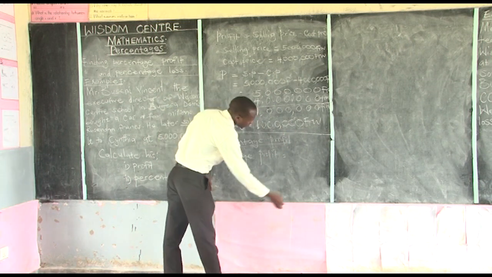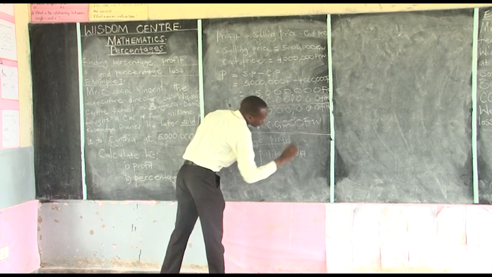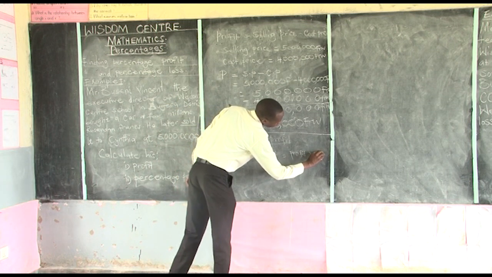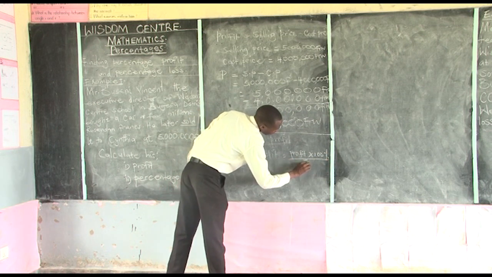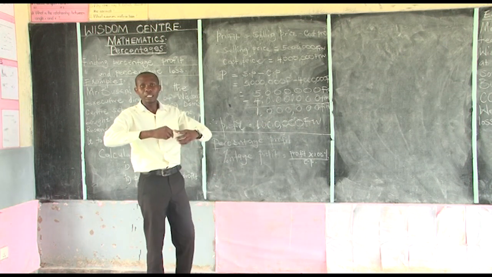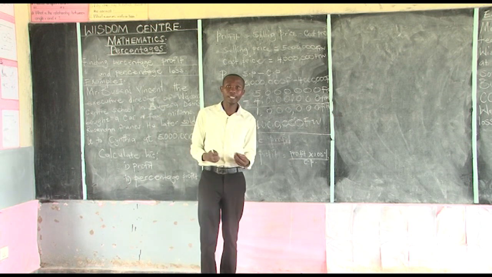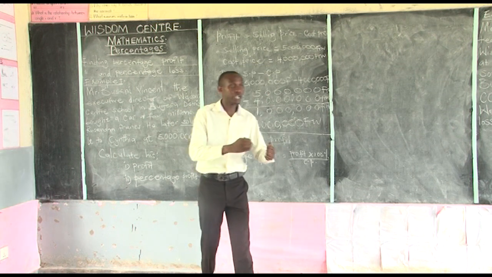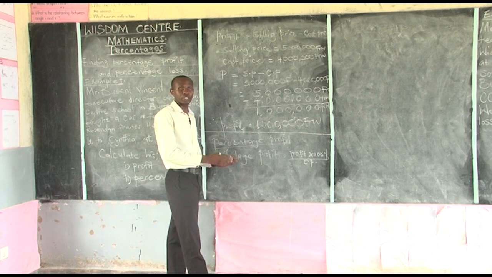Let's come here and say you'll get your profit times 100% divided by cost price. Cost price is what we are calling buying price. At the same time, if you don't call it buying price, you can call it cost price. It is the same.